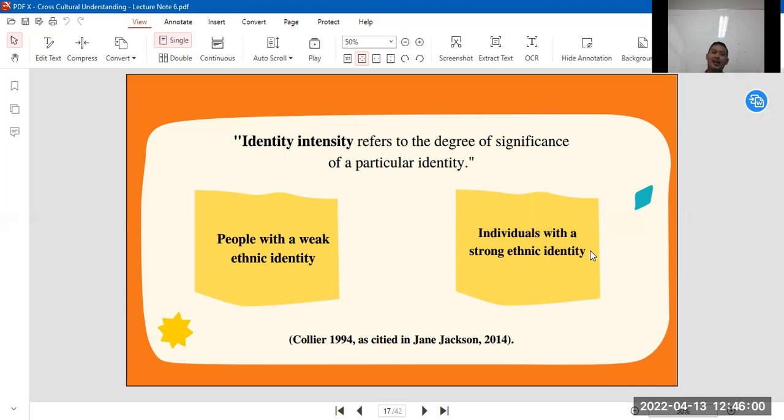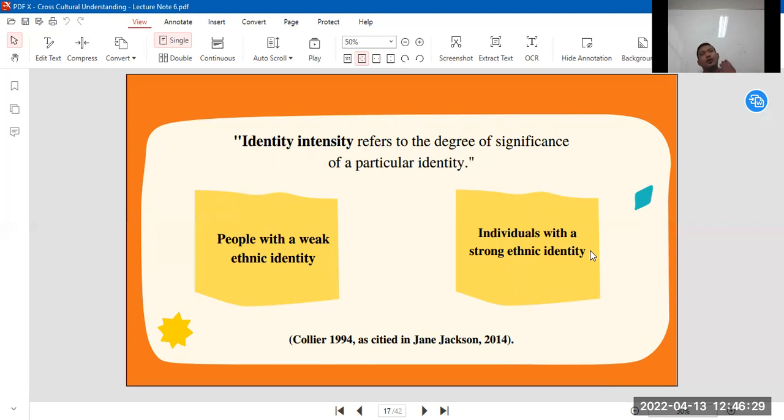People with a weak ethnic identity may demonstrate little interest in being affiliated with other individuals from their ethnic group. Yeah. They may insist on using, let's say, if you're talking about language, a different language.